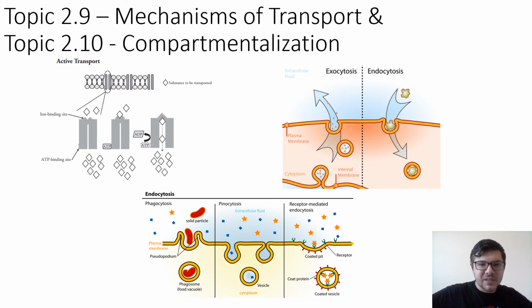Endocytosis brings things into a cell, and there's actually 3 different types of endocytosis. Phagocytosis is basically what's equated to a cell eating. It's taking in larger solid molecules. Pinocytosis is taking in water usually. Sometimes it's called cell drinking. And then receptor-mediated endocytosis. You might have something that binds to a receptor and is brought in that way.